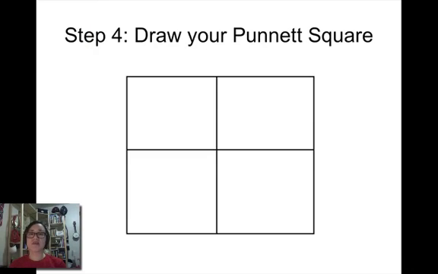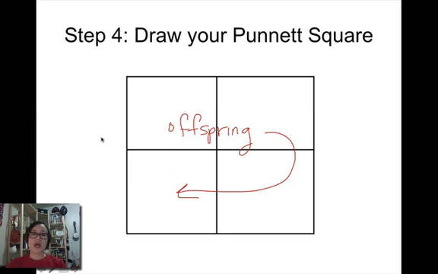All right, for step 4, all you're going to do is draw in your Punnett square. And just as a preview for your Punnett square, the only thing that are ever going to go on the inside of the Punnett square are your possible offspring. So this is only going to be offspring found inside these boxes. And over here, you're going to have parent 1.